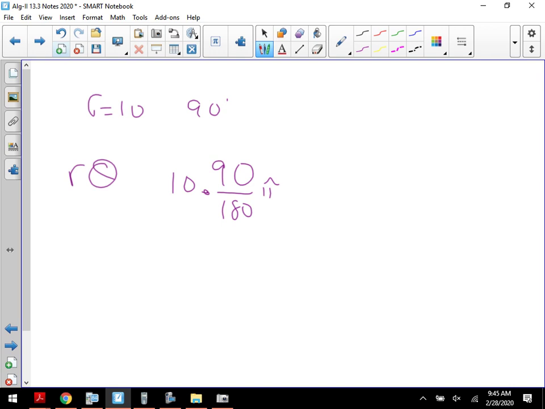So the area. The reason is because you're thinking it's part of the circle. You have to do the whole circle versus just the circle.